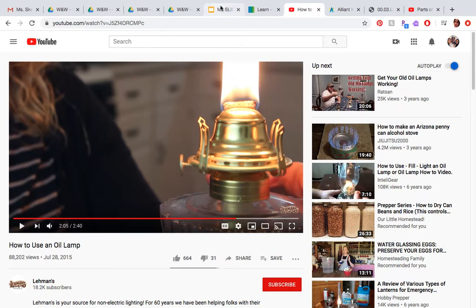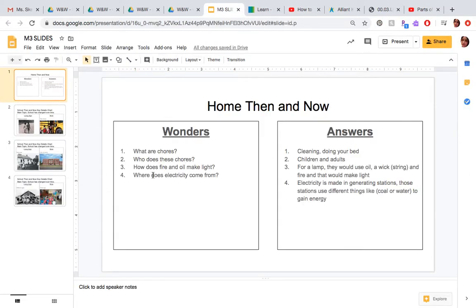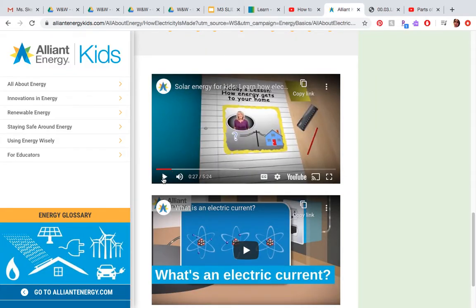So Miss G's wonder was, where does electricity come from? So now we know in the past they used to use fire and oil to light up the house. Now we use electricity. And Miss G found another video that can help us understand.